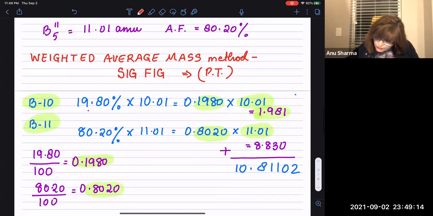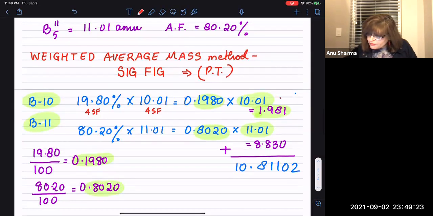So here we have 4 significant figures, and here we have 4 significant figures, and we are multiplying. So this answer obviously will have 4 significant figures. Similarly, this is 4 significant figures, this is 4 significant figures, and similarly, this answer should have 4 significant figures.